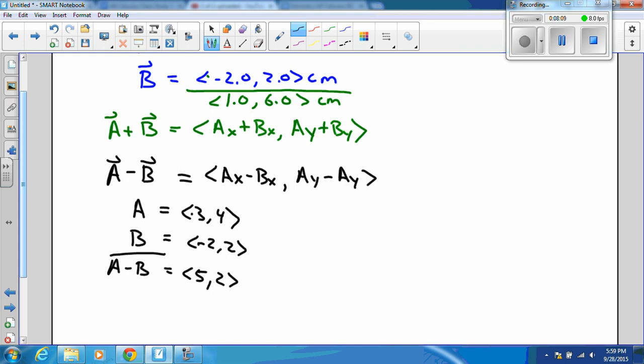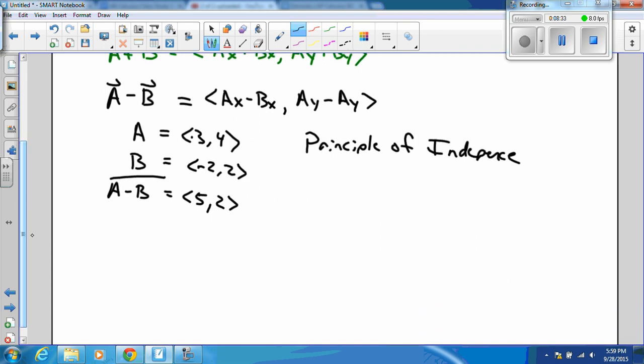In other words, the x's and the y's happen independently of each other. We say it like this: what happens in the x's stays in the x's, what happens in the y's stays in the y's. And this is the principle of independence. The x and y dimensions are independent of each other. Addition and subtraction both happen independently.